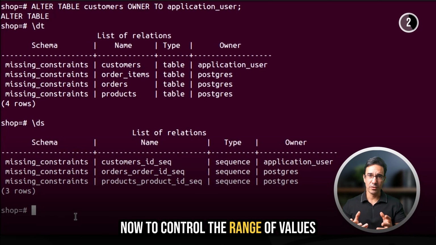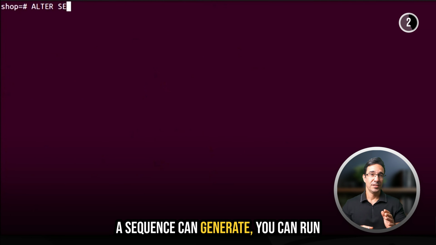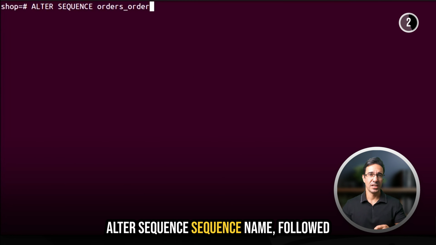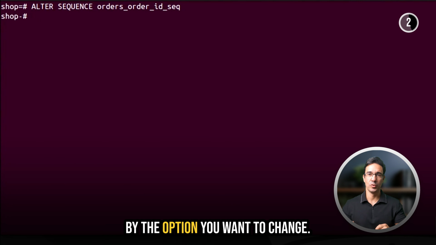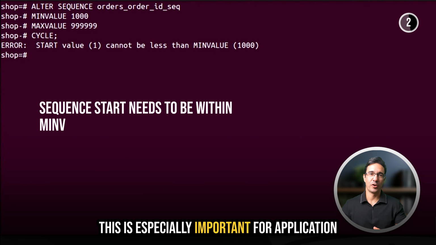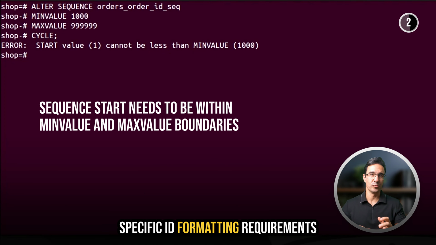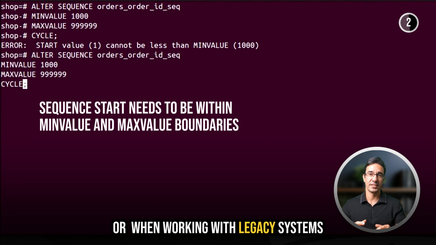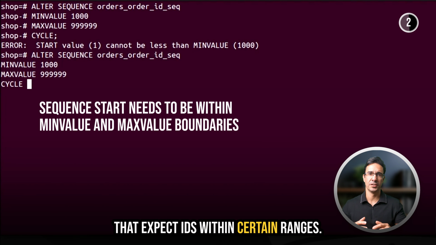Now, to control the range of values a sequence can generate, you can run ALTER SEQUENCE, sequence name, followed by the option you want to change. In this case, MINVALUE, MAXVALUE, and CYCLE. This is especially important for applications with specific ID formatting requirements, or when working with legacy systems that expect IDs with certain ranges.